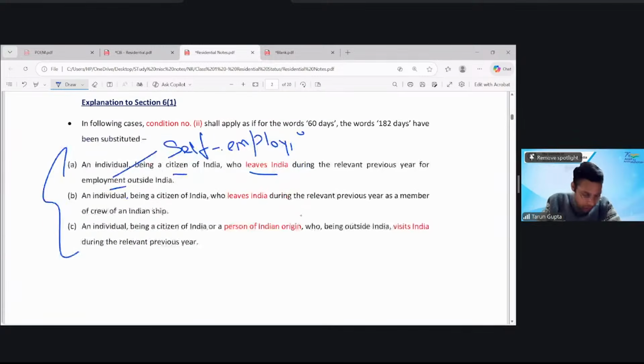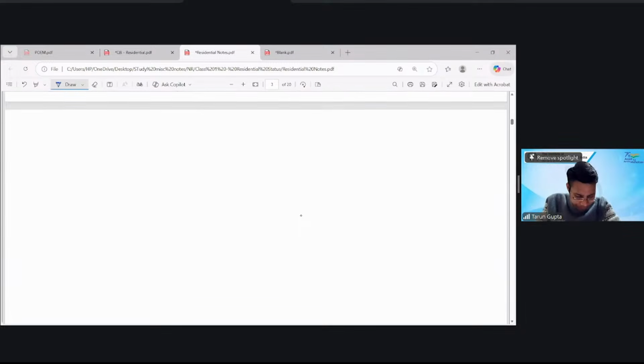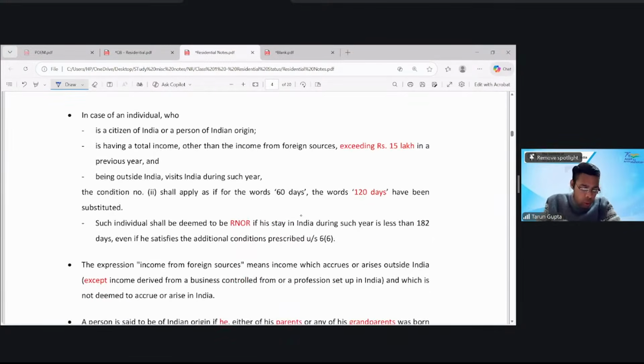Next, the second category: an individual citizen of India who leaves India as a member of the crew of an Indian ship. Thirdly, an Indian citizen or person of Indian origin, as we discussed, who being outside India visits India during the relevant previous year, visit, not for permanent settlement. In case of such an individual having total Indian income exceeding 15 lakh, condition number 2 shall apply.